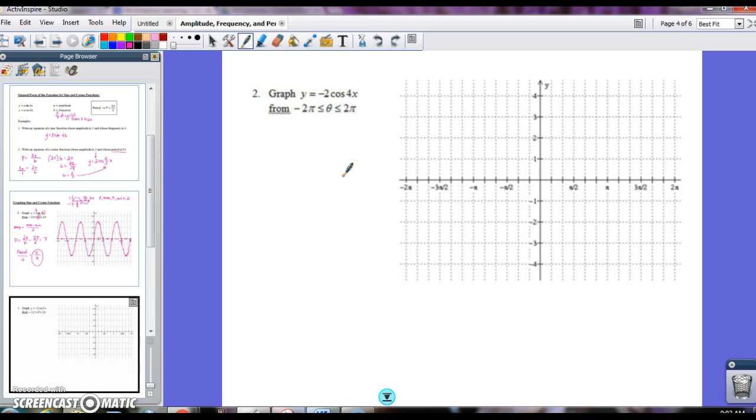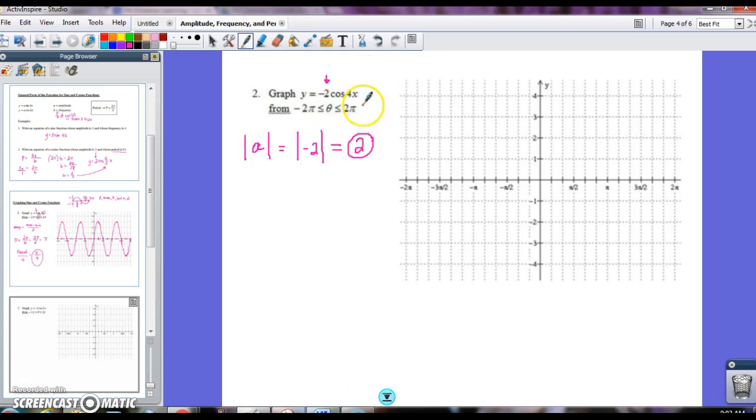So the next one is a graph y equals negative 2 cosine 4x. Super, super important. Your amplitude, because it's a measurement of how high your graph is going, can never be negative. So your amplitude is always positive. So even though it says negative 2 there, your amplitude is actually 2. The negative says instead of normally going down first for cosine, you're going to go up first. I'm going to explain that in a minute.